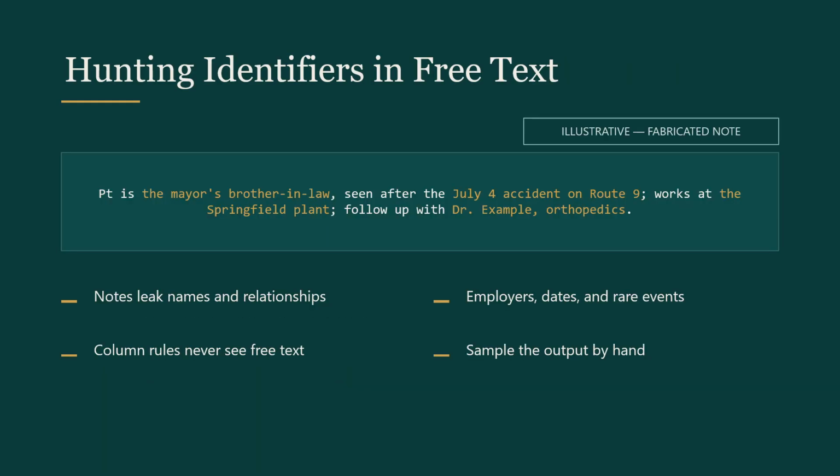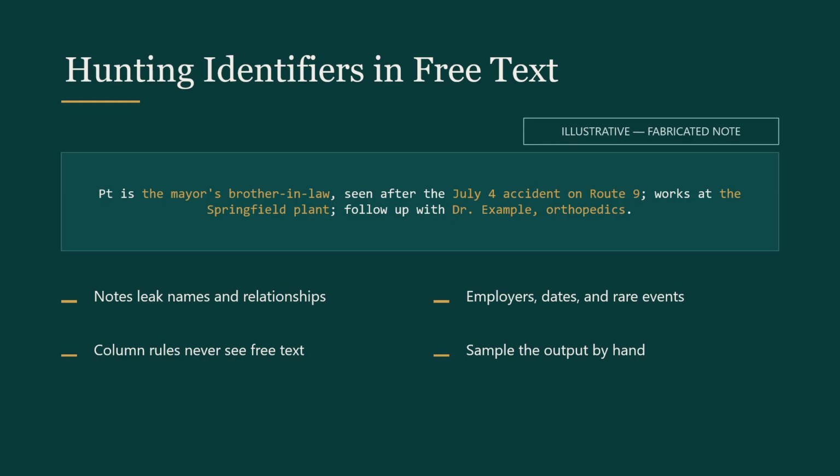Everything so far assumed that the schema tells the truth. It never quite does, and free text is where it lies most. Clinical narratives, discharge summaries, nursing notes, pathology reports, and radiology impressions are written by humans for humans, which means they contain exactly the details that make a person a person. Patient names, and worse, the names of relatives, employers, and referring physicians. Exact dates spelled out in prose that no date column ever captured.